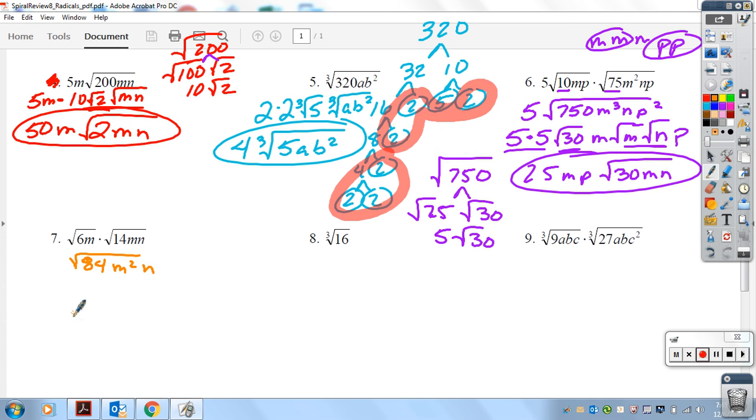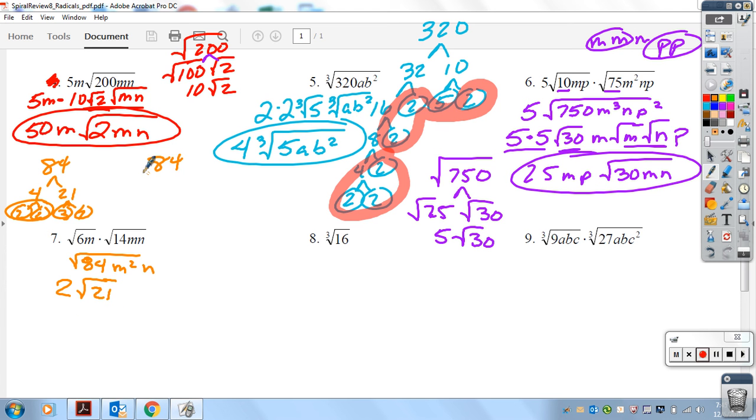Let's break down 84. We'll do it over here. 84 is, let's do 4 times 21. 4 times 21 is 84. This is 2 times 2. This is 3 times 7. Obviously, 2's are the pairs, so there's a pair of 2's. And then 3 and 7 go back together to make 21 back under the radical.